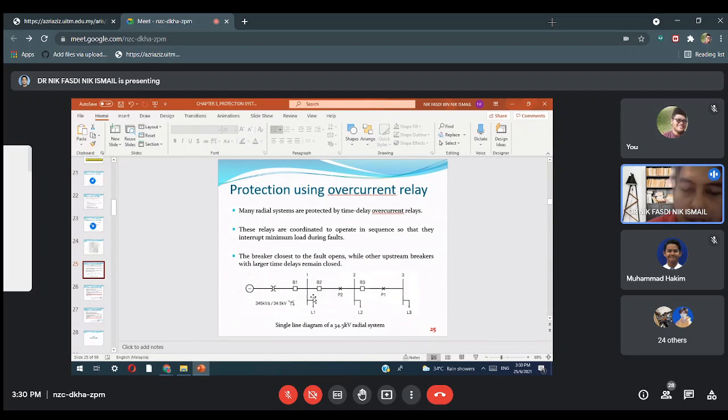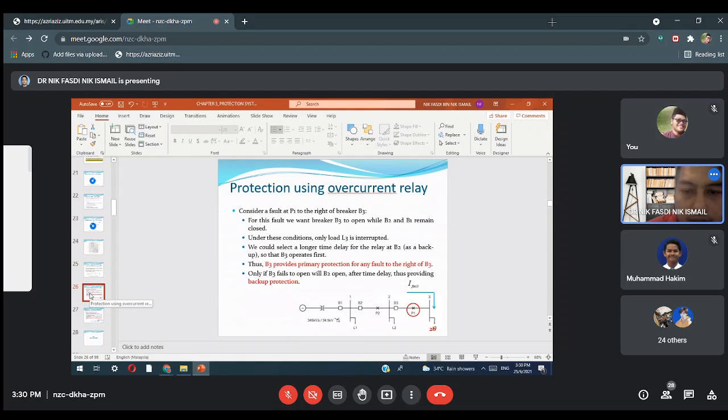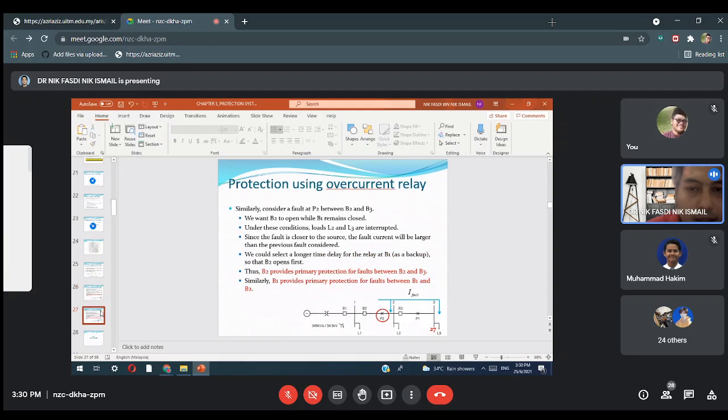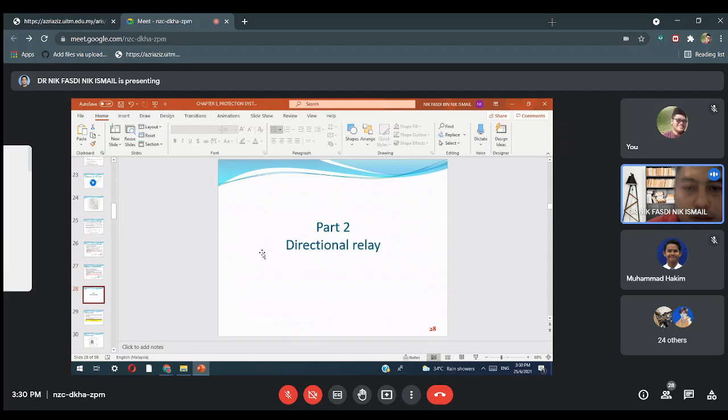Okay. Kat sini ada cerita tentang backup protection. If this breaker ni tak open, this one akan backup. So boleh baca, go through, tengok sini nanti. Okay, this one I dah explain. Okay, then we go to the directional relay.